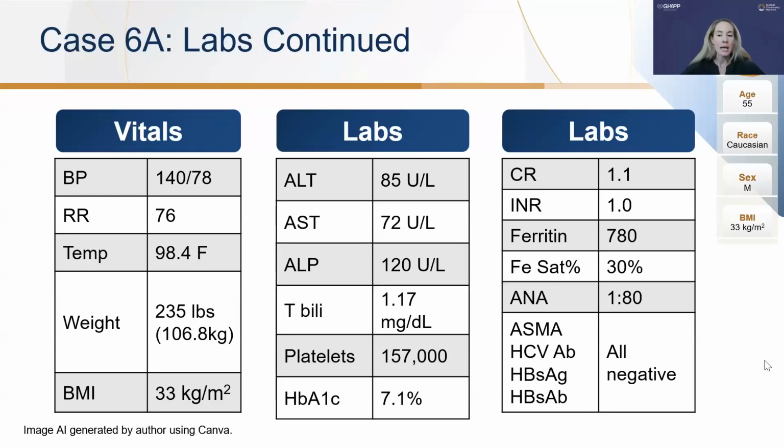Also notable is that his ANA is positive. I would not be overly concerned about this. This is again not uncommon, and it's not specific for autoimmune liver disease. And we also have below here a negative anti-smooth muscle antibody, which is more specific for autoimmune liver disease. And then you can see that his testing for viral hepatitis is all negative.